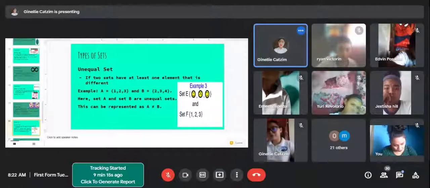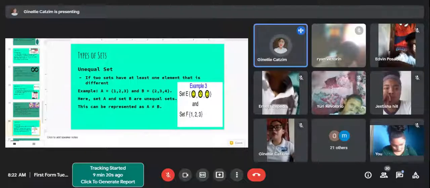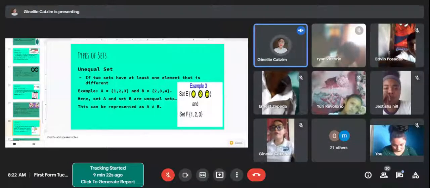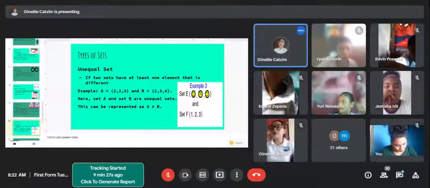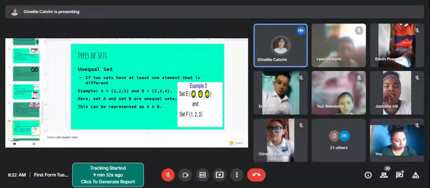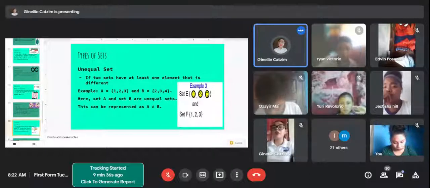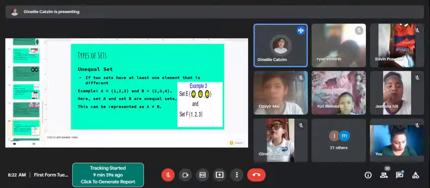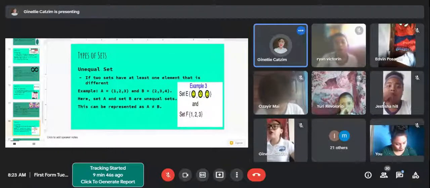For example, A equals 1, 2, 3, and then we have B equals 2, 3, 4. We have 4 instead of 1, right? We just have one different element there, but that is not equal anymore. So that will be called an unequal set. And that is represented just slightly different from the equal set, whereby you will have a little crossbar on the equal sign as I have there. Okay? So those are the 6 types of set.